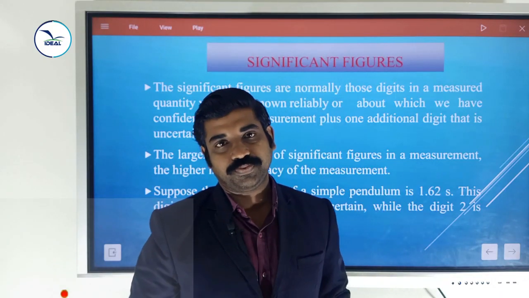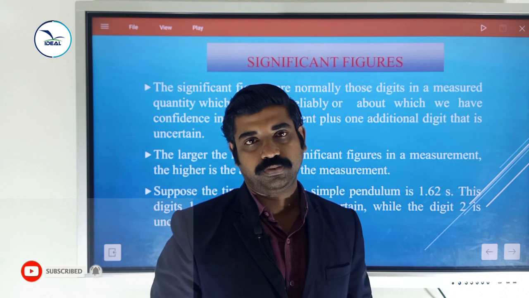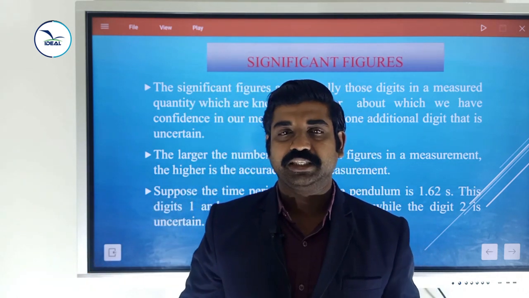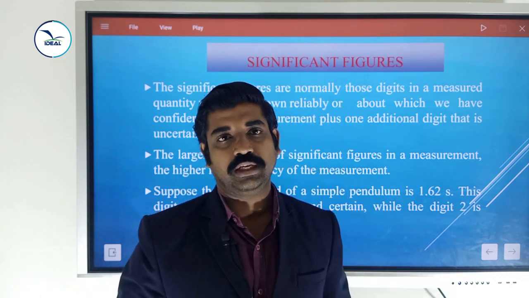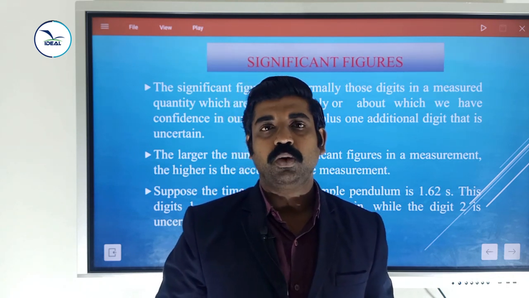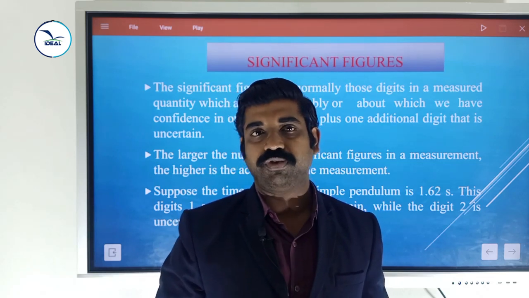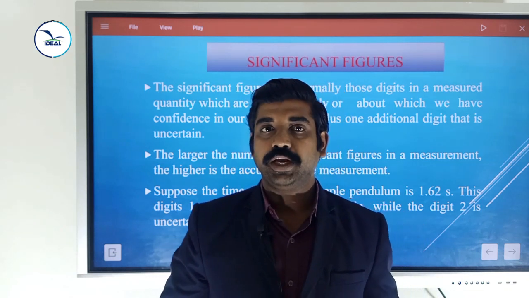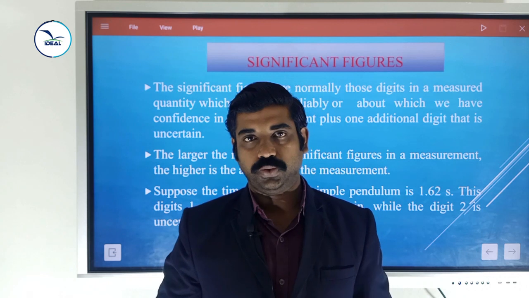Okay, dear students, this is our fifth part of units and measurements. You have got some ideas about units and measurements. In the last class we discussed dimensional analysis and dimensions. Now we are going to discuss some new topics that are not familiar to you. This is a new topic, significant figures. It is a very important topic because you will use this in chemistry also.